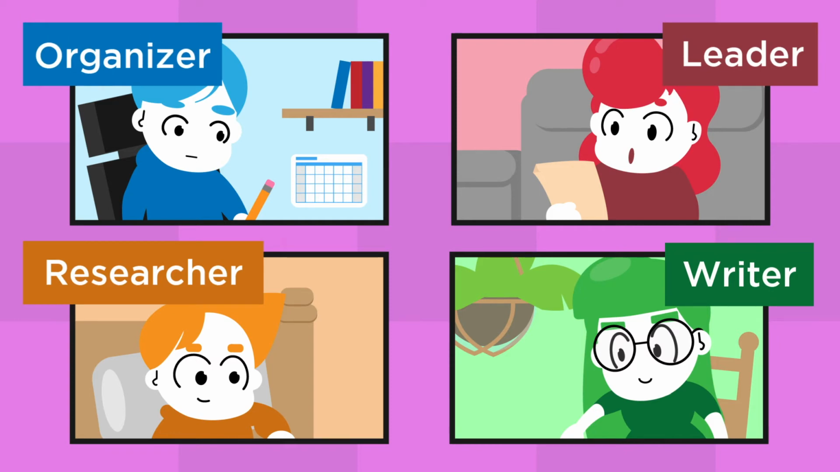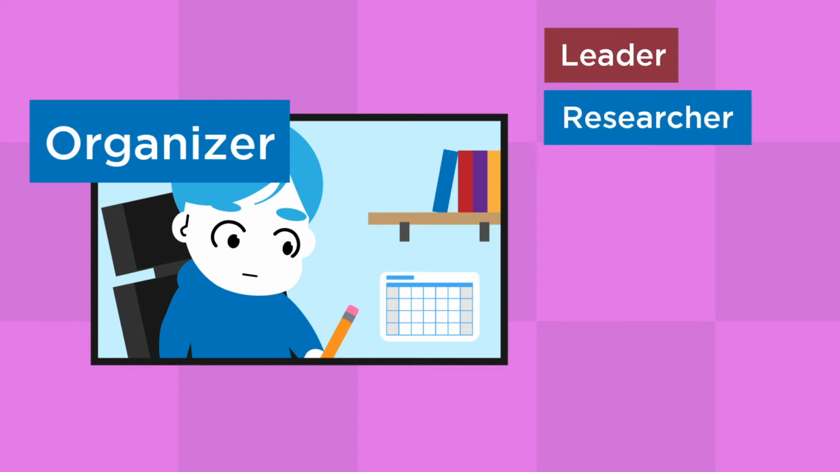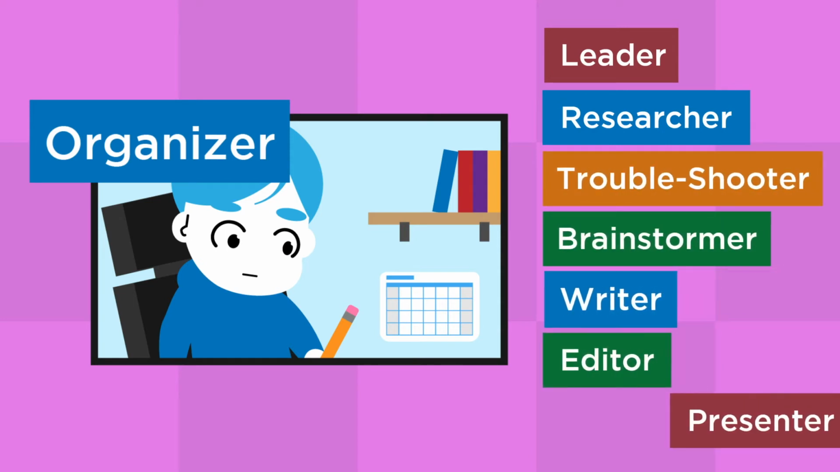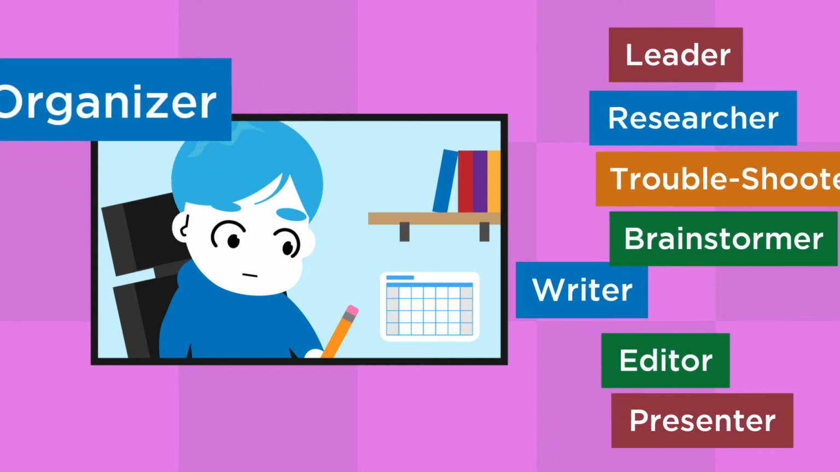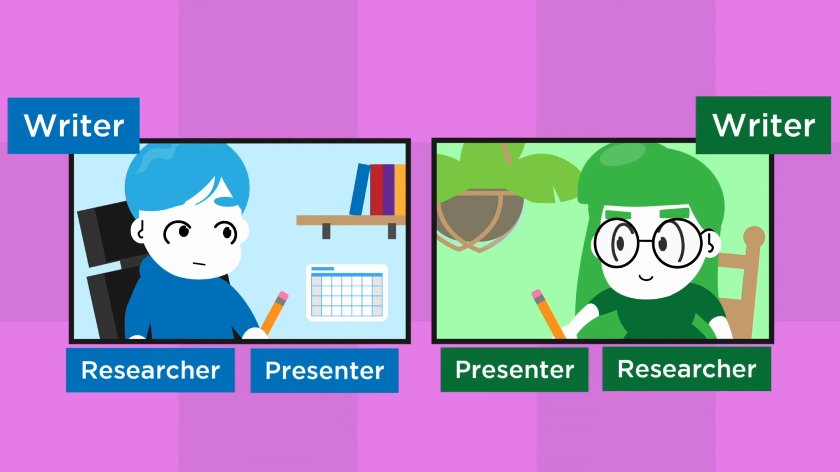As we talked about earlier, one person might be the organizer, who sets up the meetings and creates the agendas. Other possible roles include the leader, the researcher, the troubleshooter or brainstormer, the writer, the editor, and the presenter. Multiple people may have the same role, such as writer, and because you're students, you will likely all have the role of researcher and presenter. Some people may have multiple roles, but it is important that everyone has at least one role to play in the group.